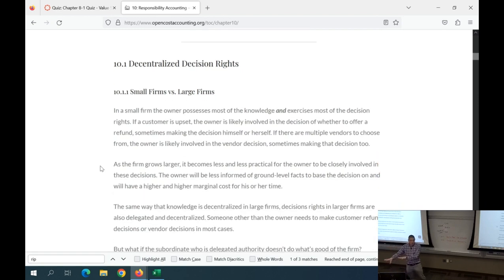But core to it is the decentralization of information, which means you need decentralized decision rights.